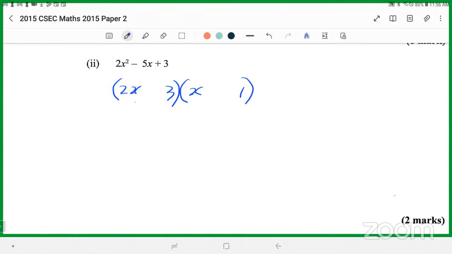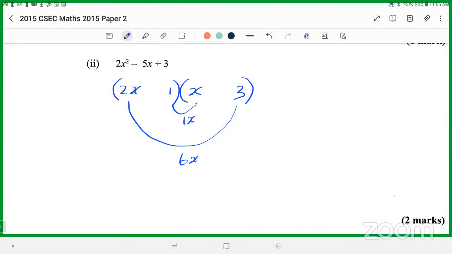Because I know that the far product and the near product must add, because the last term is positive, they must add to give me the middle value. The far product is 2x and the near product is 3x. 2x and 3x add to 5x. If I put the 1 and the 3 the other way around, look what happens. Put the 1 here and the 3 here. Then this time this will be 6x, and this time this will be 1x, sorry.